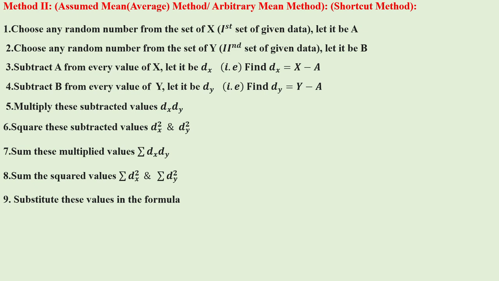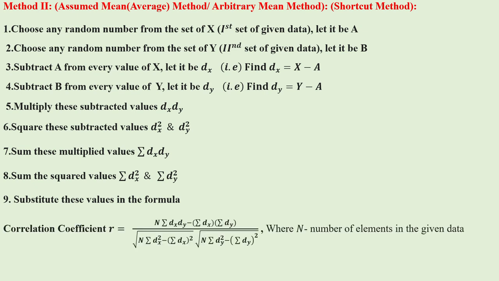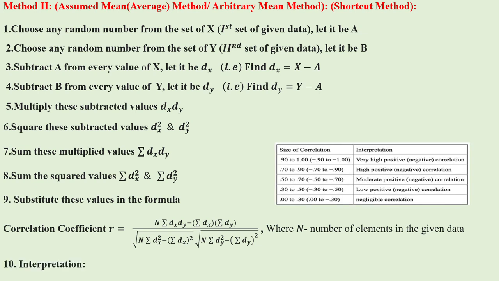Substitute these values in the formula: r is equal to n into sigma dx dy minus sigma dx into sigma dy, divided by root of n into sigma dx square minus sigma dx the whole square, into root of n into sigma dy square minus sigma dy the whole square. n is the number of elements in the given data. If it is a frequency distribution, then n is the summation of the frequency.